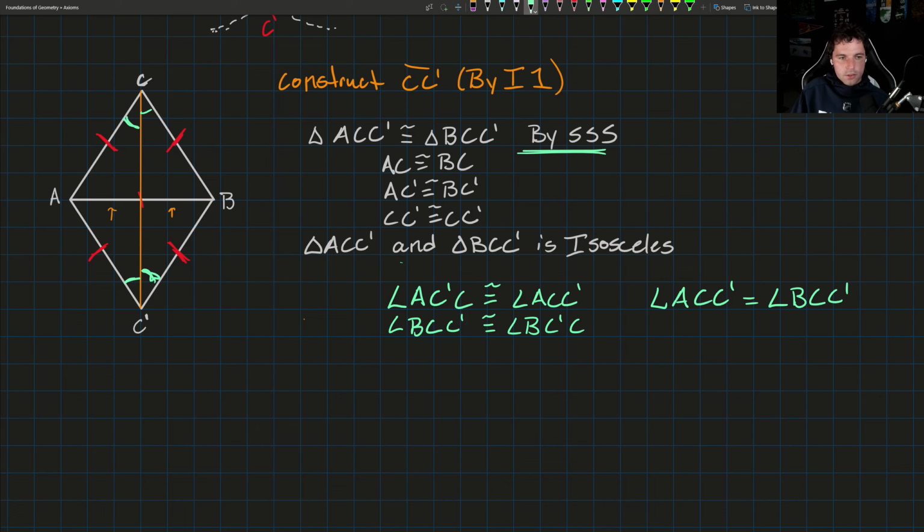All right, so this angle is congruent to this angle, and this angle is congruent to this angle. Okay, now, the last part. This line, and I probably should have done this before, this line, CC prime, intersects AB at the point that we're going to call M.